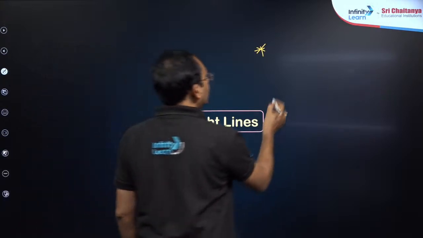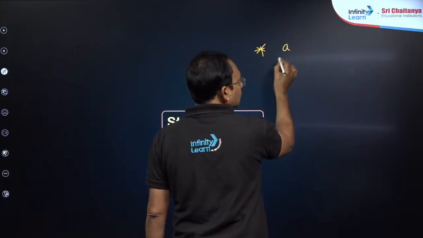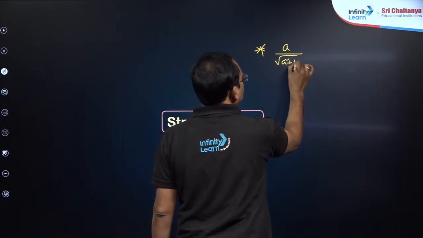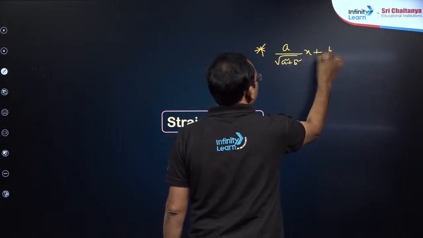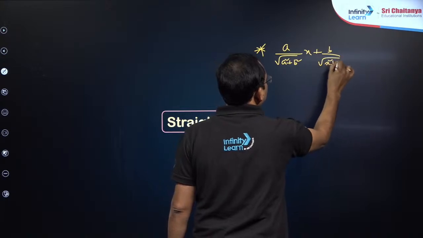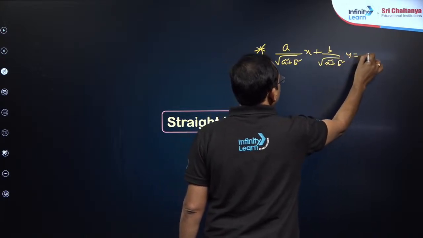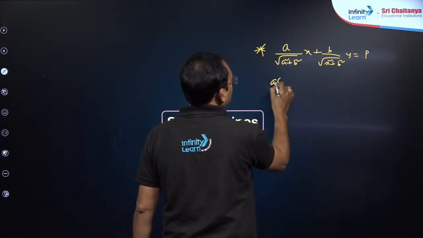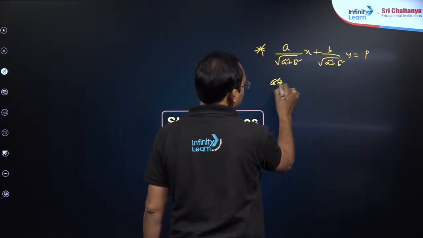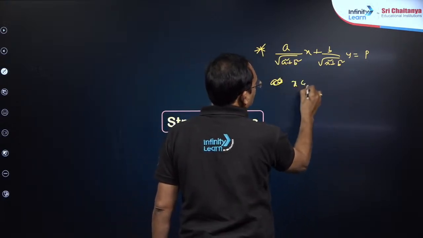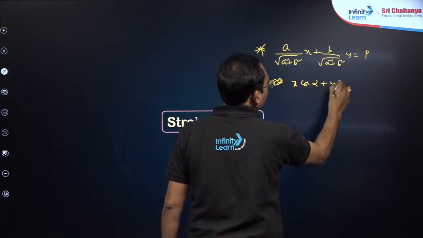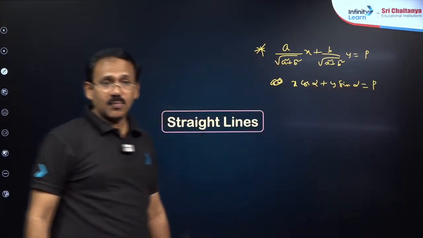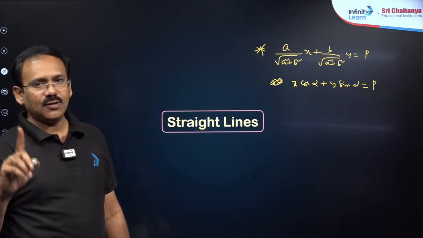And normal form, in the sense, you take the constants a/√(a²+b²) times x plus b/√(a²+b²) times y equal to some p, or simply you can write x cos α + y sin α = p. This format is called normal form. This is one point.